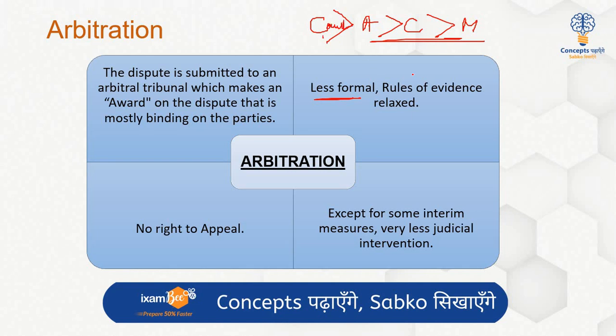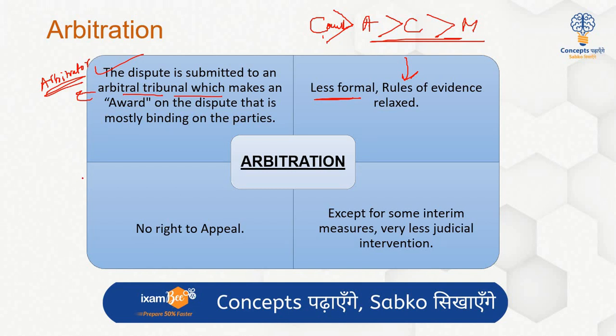Of course, the rules of evidence are relaxed in case of arbitration. Dispute is submitted to an arbitral tribunal. Arbitral tribunal consists of an arbitrator. That arbitrator can be a sole arbitrator as well. That arbitrator is voluntarily chosen by the parties themselves.